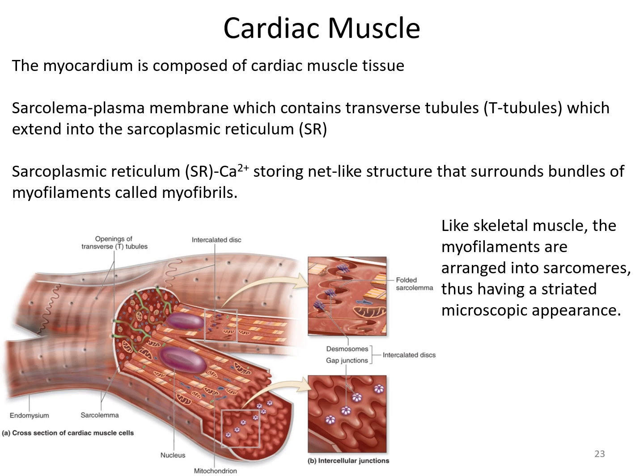Like skeletal muscles, the myofilaments are arranged into sarcomeres, so they have that striated appearance under the microscope. If you remember, skeletal muscle had striations, and cardiac muscle also has striations because it's organized into sarcomeres, but smooth muscle does not. Those are three different types of muscles.